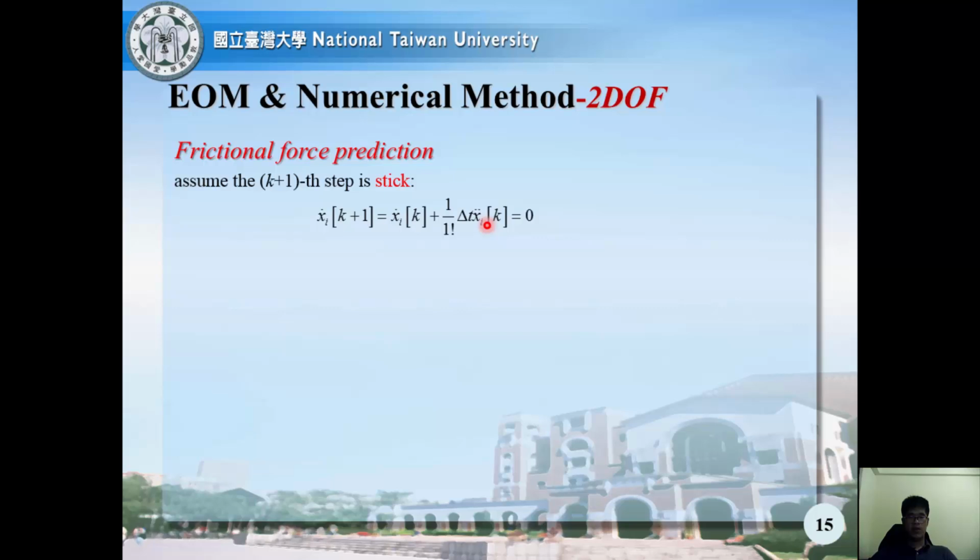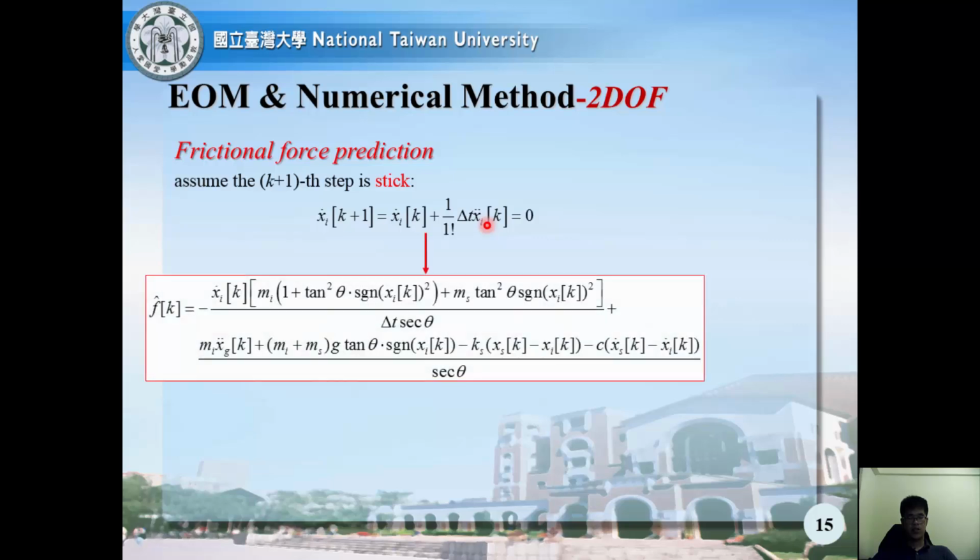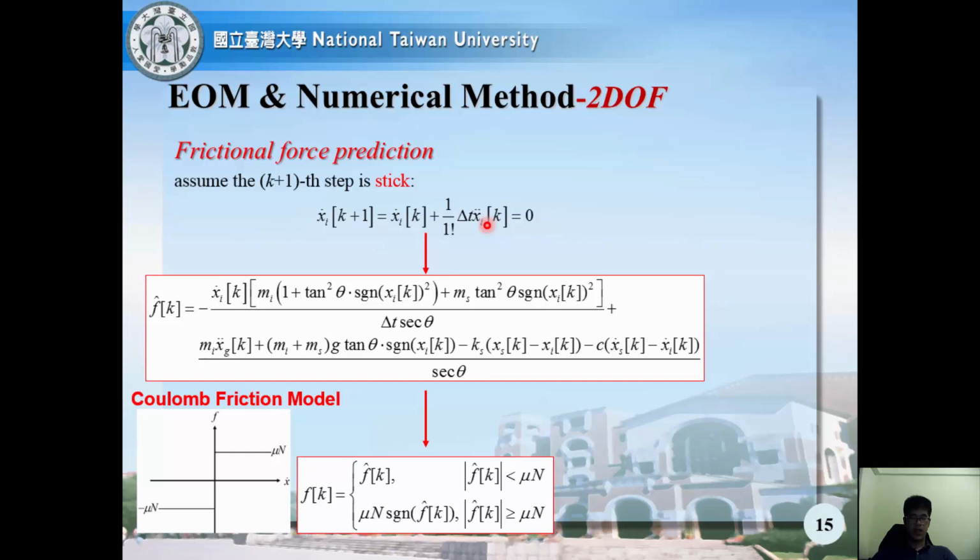So by the velocity of the k+1 step being equal to 0, this may lead us to get a predicted frictional force. And then the actual frictional force is again decided by this form. So after having the actual frictional force and our equation of motion for our 2 degree of freedom system, we may use the Runge-Kutta method for our simulation, for which we adopt the tool ODE45 in MATLAB.